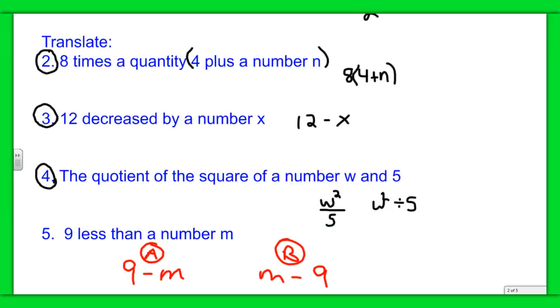Okay, so do you have 9 minus m, or do you have m minus 9? Which is true? 9 less than a number m. Is this 9 less than m, or is this 9 less than m? And so if I have 9 and I take away m, or I have m and I take away 9, if you answered B, you are correct. Give yourself a pat on the back.